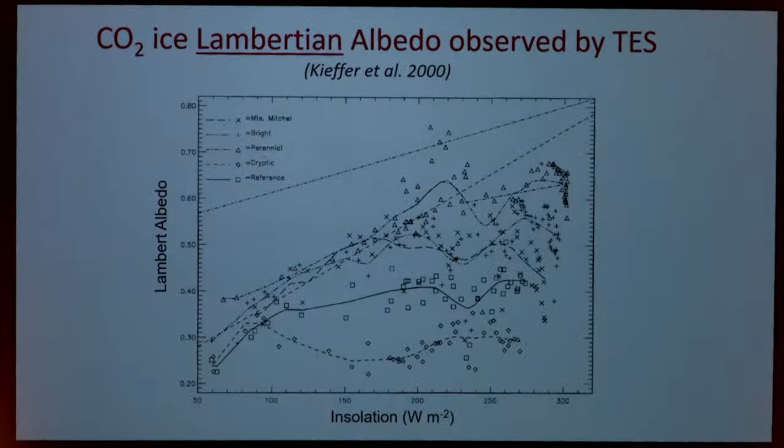I like this paper. It's like a 100-page paper by Hugh Kieffer. And it shows the Lambert albedo. So Lambert albedo is probably not the true albedo because of the specular and the phase function as a function of insolation. And you can see that the CO2 ice albedo ranges from a little bit more than 0.2 up to 0.8, 0.7 something, and probably the true albedo, the bolometric albedo, must go to 0.9 or something like that. So it varies by a lot, and we don't understand why. We don't understand why it's higher in the south.